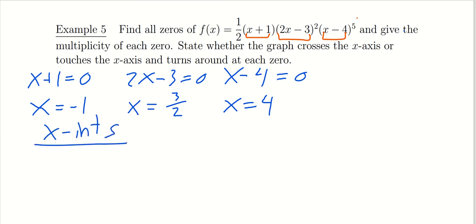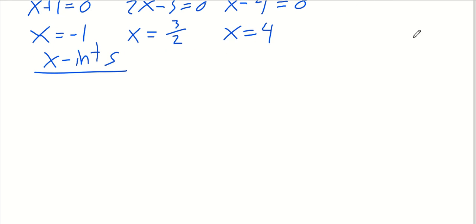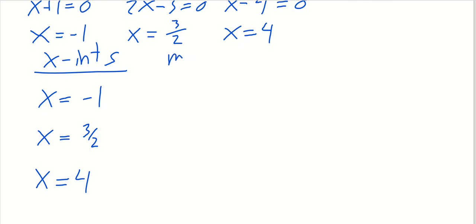So our intercepts are the following values. I'm going to put them in order from least to greatest, which they already are. We have x equals negative 1. We have x equals 3/2. And we have x equals 4. The next thing they want to know is what is the multiplicity of each of these zeros.